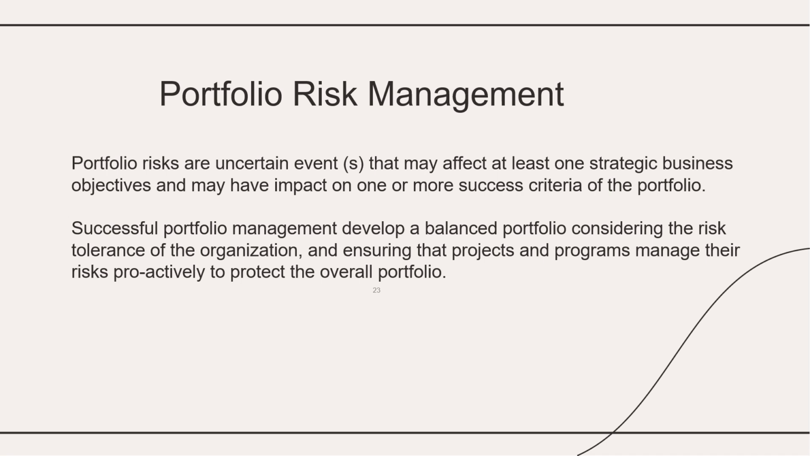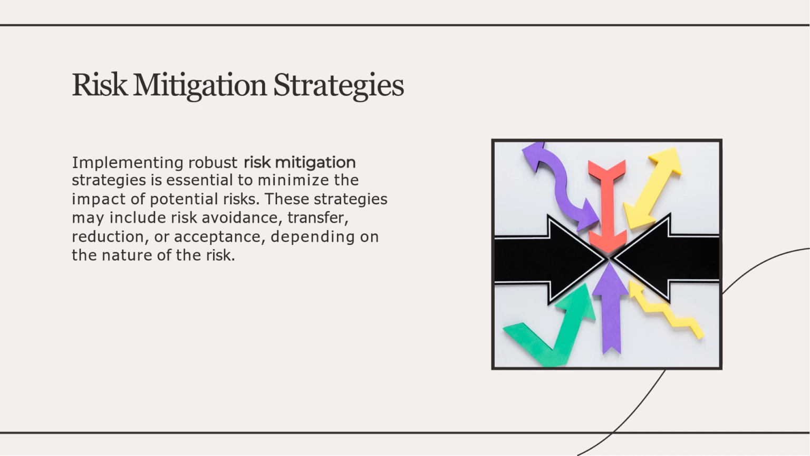So portfolio risk management: portfolio risk is on certain events that may affect at least one strategic business objective and may have an impact on one or more success criteria of the portfolio. Successful portfolio management develops a balanced portfolio, considering the risk tolerance of the organization and ensuring that the projects and the programs manage their risk proactively to protect the overall portfolio. Now, risk mitigation strategies. Implementing robust risk mitigation strategies is essential to minimize the impact of the potential risk. These strategies may include risk avoidance, transfer, reduction, or acceptance, depending upon the nature of the risk.